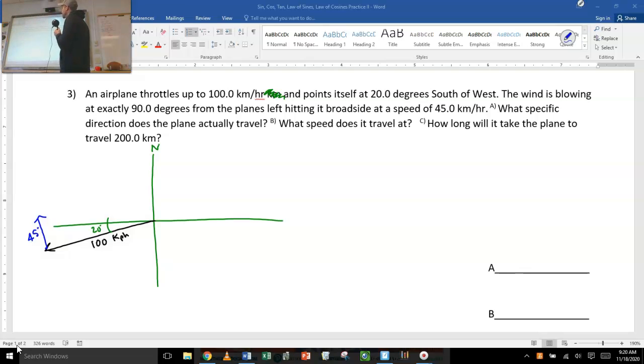What specific direction does the plane actually travel? What speed does it travel at? How long will it take the plane to travel 200 kilometers?